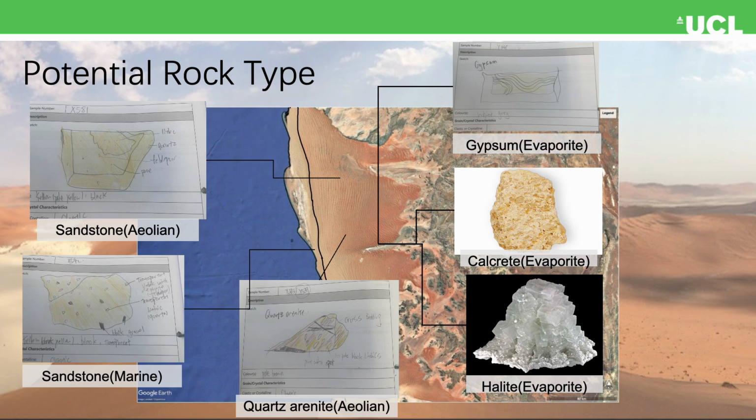In low-lying interdune and sabkha areas, evaporite minerals precipitate from saline water under intense evaporation. This includes gypsum, calcrete, and halite. These rocks reflect the environments of coastal deserts.